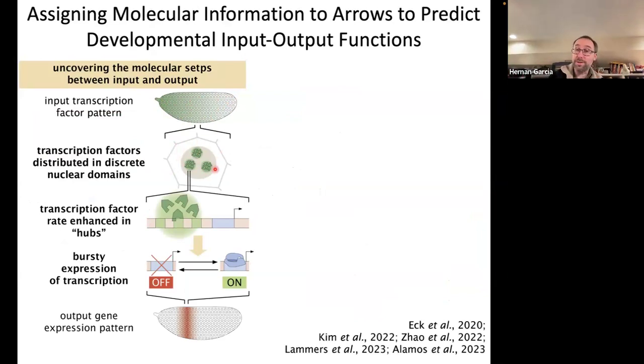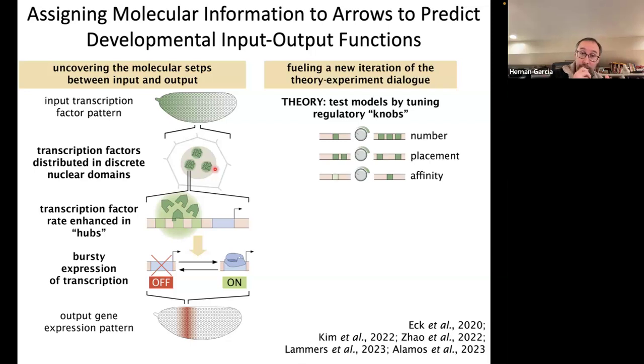And this is calling again for a new iteration of our theoretical models. We're trying to test our theory, test our understanding of what's happening here as we tune, for example, the knobs that I mentioned earlier in the talk, such as the number, placement and affinity of transcription factor binding sites. Can I use this tuning of knobs to shed light on the molecular mechanism of action of bursting, how bursts are generated and how they are controlled?